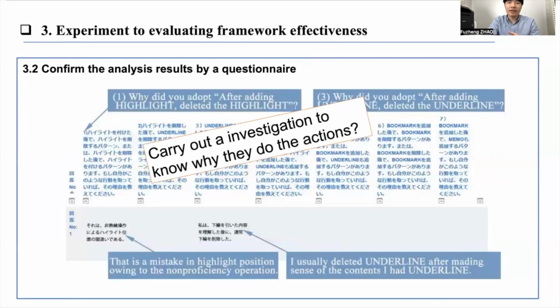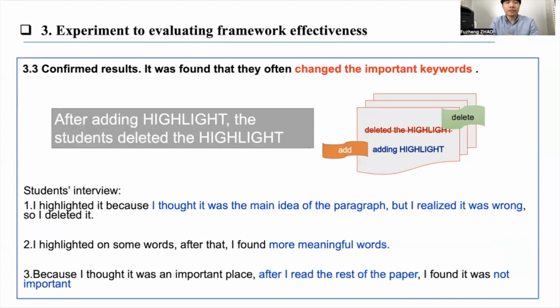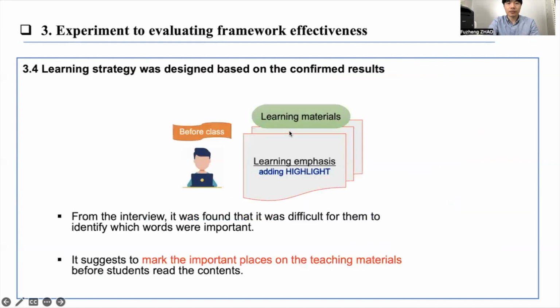In this step, I designed a questionnaire to confirm the reason why students do that. Based on the questionnaire answers, it was found that students always change the important keywords. In the student interviews, for example, one said, I highlighted it because I thought it was the main idea of the program, but I realized it was wrong, so I deleted that. Another student said, I highlighted some words, and after that, I found more meaningful words. So I know the reason why students showed these learning patterns.